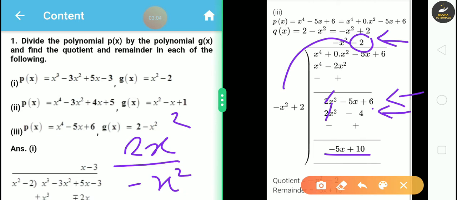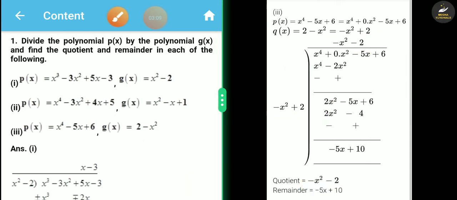Degree of remainder is smaller than degree of divisor, therefore this is our last step. So quotient is minus x square minus 2 and remainder is minus 5x plus 10. So this is final answer.